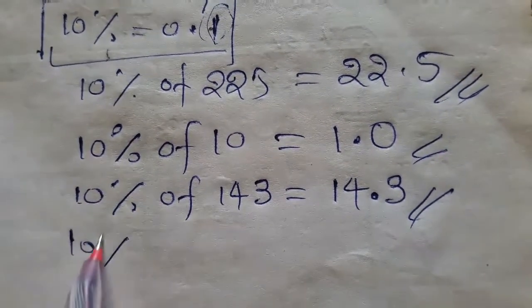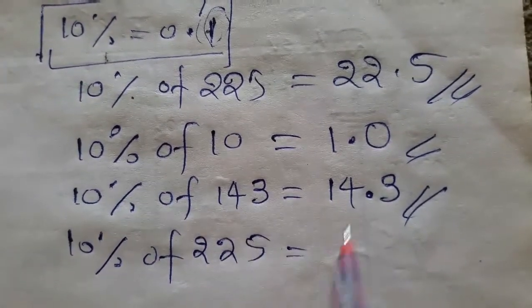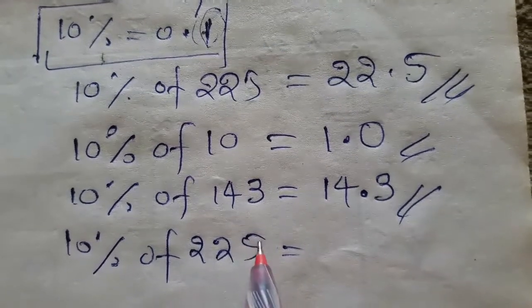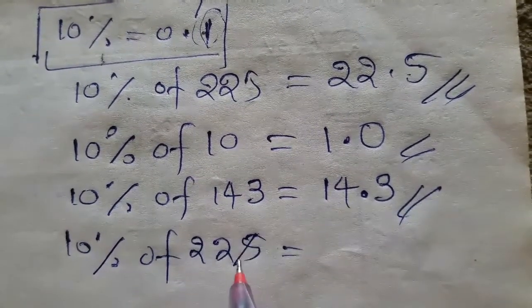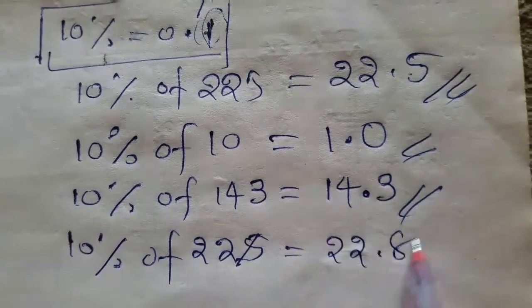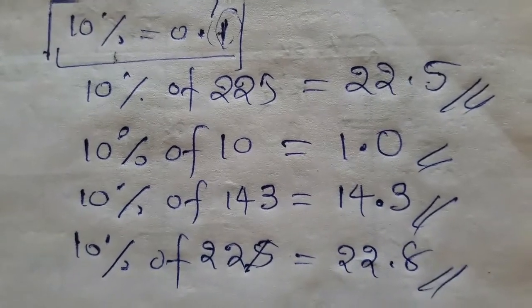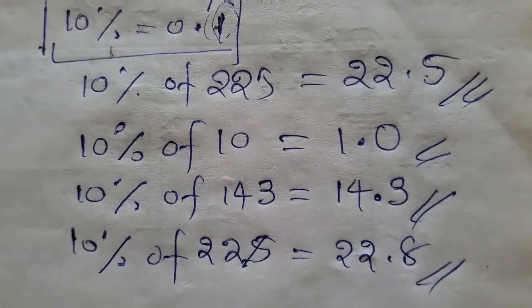See, or 10% of 225. Already we discussed it, so I am taking 228. So this becomes 22.8. So this is the 10% of any given number. Understood? Yes.